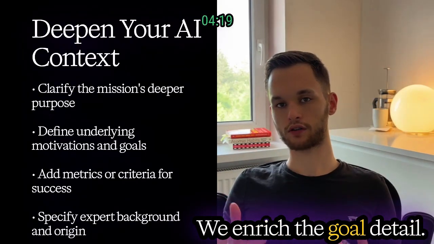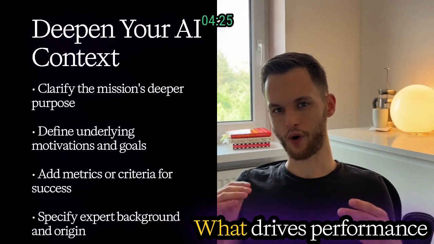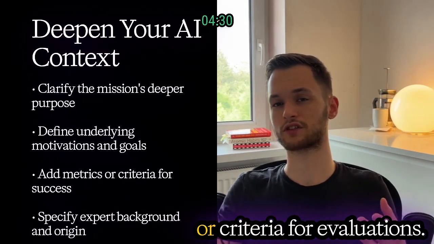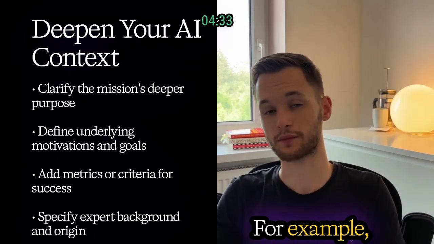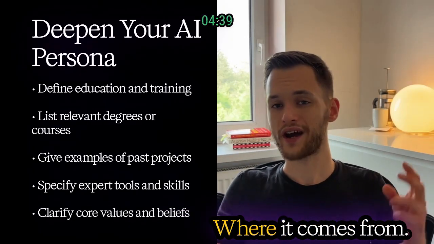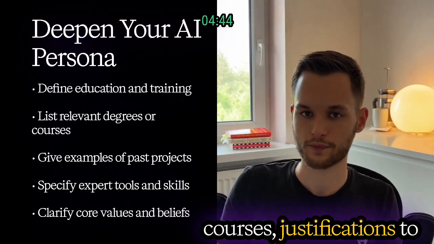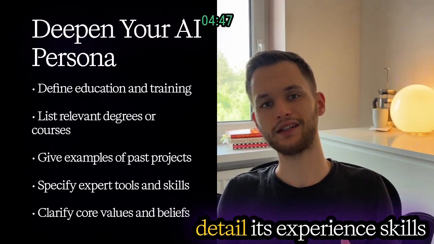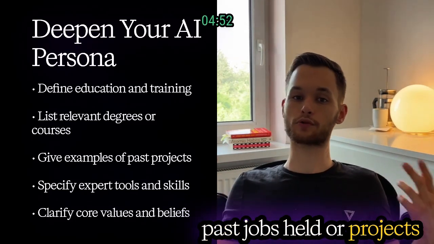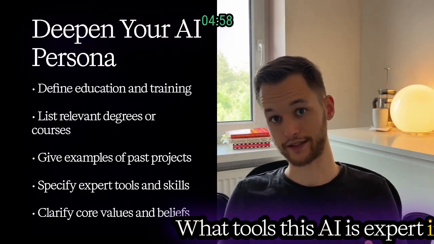To enrich the goal, detail its underlying goals and motivations. Why is this mission critical? What drives performance towards this objective? Also give AI some metrics or criteria for evaluation, for example. Build out the expert: specify its background, origin, where it comes from, its education, training, degrees, courses, certifications. To define the skills further, detail its experience, skills with concrete examples of past jobs held or projects completed successfully. What tools this AI is expert in.